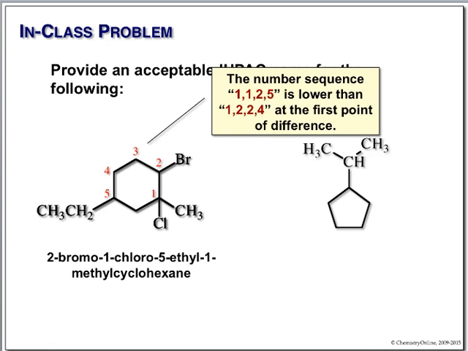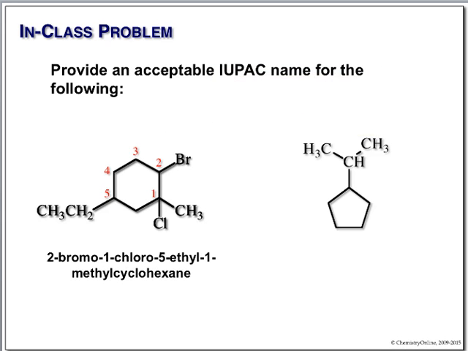Any questions? Just for the heck of it, let's do a cyclopentane here. Our parent has 5 carbons in a ring. It's a cyclopentane. Only have 1 substituent, so this is really simple.